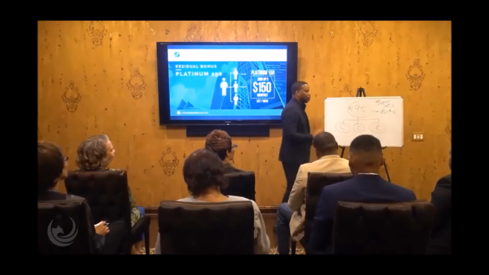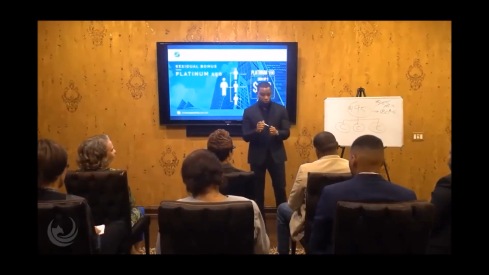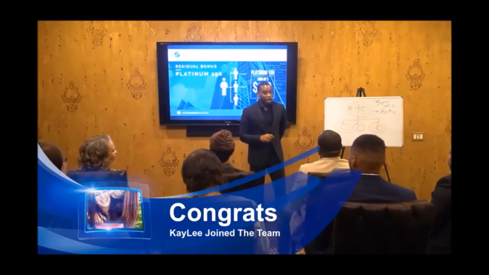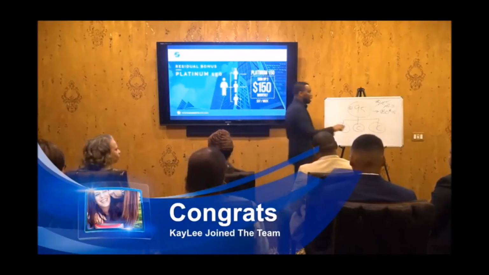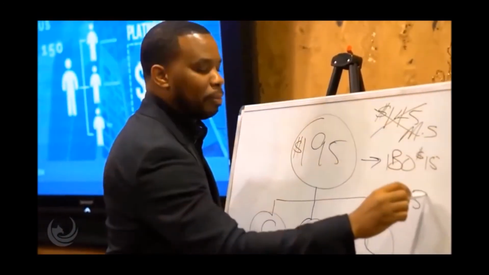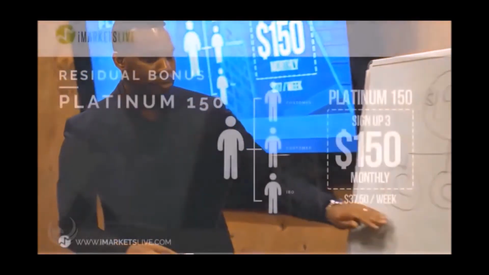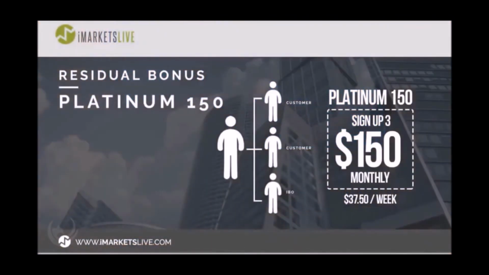The company says sponsor one more customer. And now you're no longer a part of the 2 and free because you're not a customer anymore. You're now an IBO. So you will now become a Platinum 150 because you've sponsored 3 customers. And we will send you a commission check monthly, and we actually pay it out weekly too, but in a month, $150. $150 for 3 customers. Ladies and gentlemen.